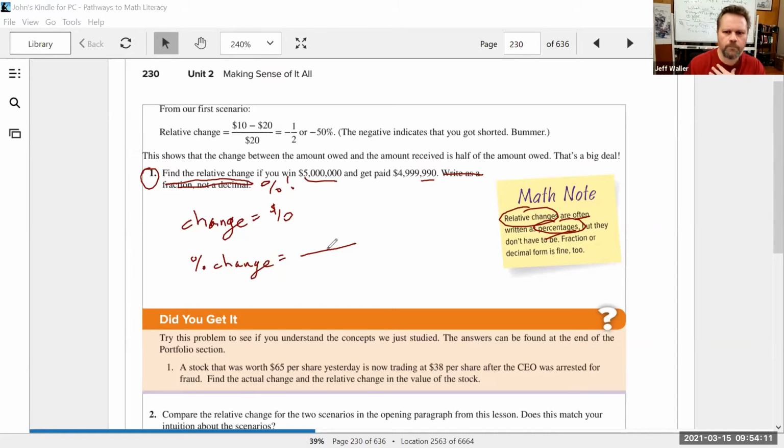Yeah, the change divided by the original amount. What's the original amount? 5 million. I like it. And then, you know, whatever that is. Let's see. 2 over 10 million would be, let's see, 0.02. I think it's 0.0002%.